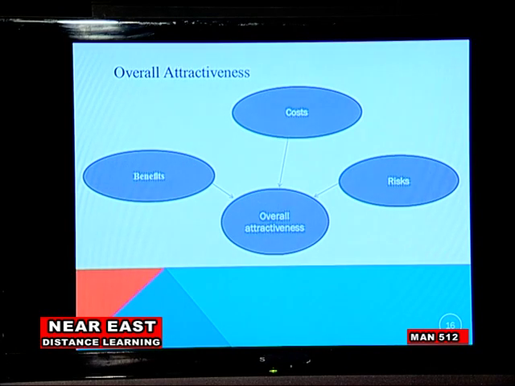Then we have overall attractiveness. If you look at our benefits, the costs that we will incur for setting up the company, the other costs, and the risks: if the costs and risks are lower than the benefits, in other words, if the benefits are higher than the costs and risks, then we can say that it's attractive and we can move into that country.